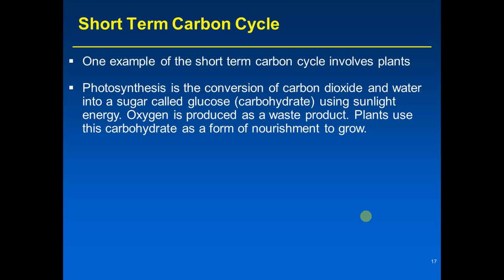Okay, that's what the plants use as kind of their food, and it's used to help them grow. Okay, and then oxygen is produced, but that's just released back to the atmosphere as a waste product. The plants don't really use that oxygen, but they do use the carbohydrate as a form of nourishment to grow. This is photosynthesis.